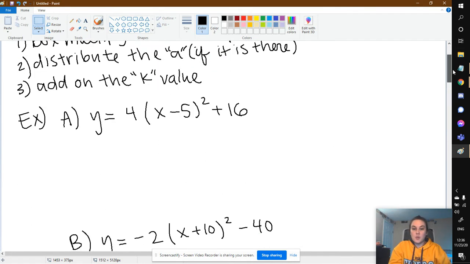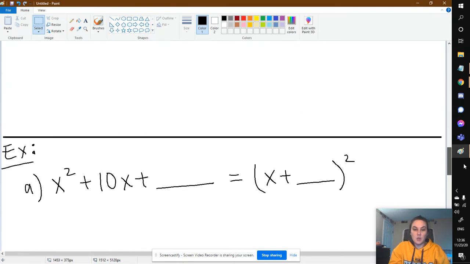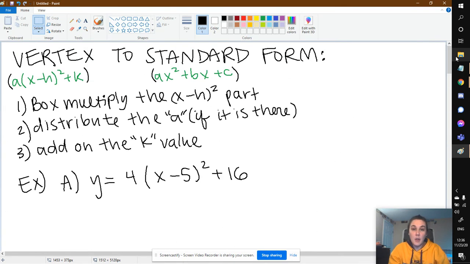The two skills we're going to practice today are going from vertex to standard and something called completing the square. We'll go over both of them now, but again, if you have questions, email me, come to office hours, reach out, and we can talk in or outside of class.